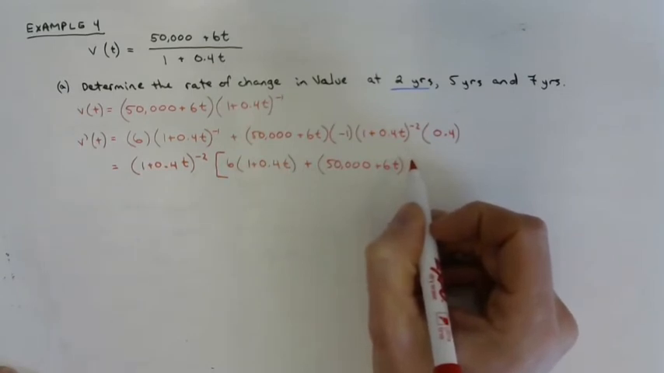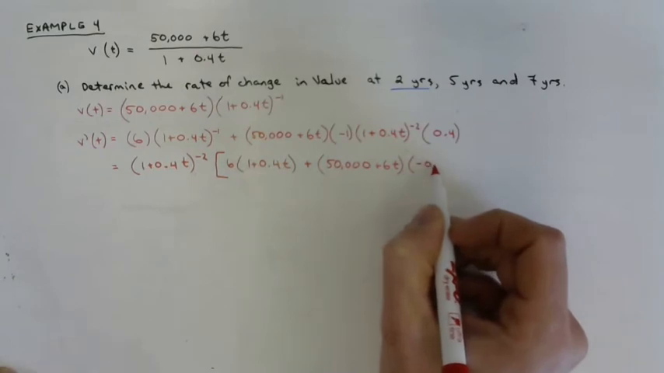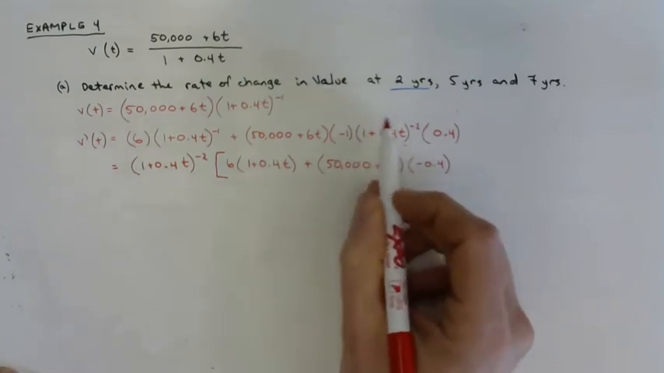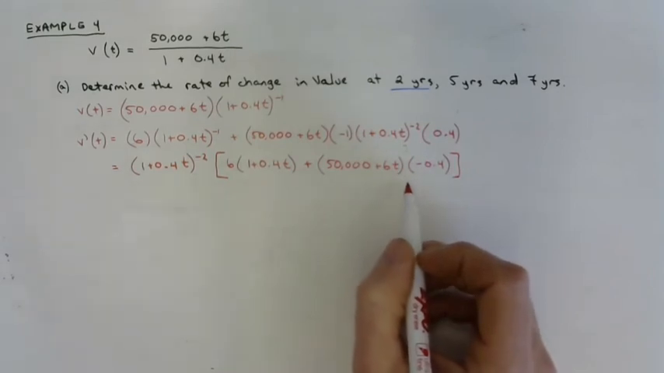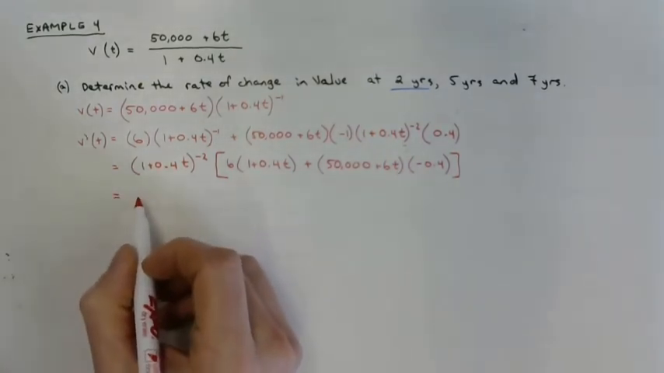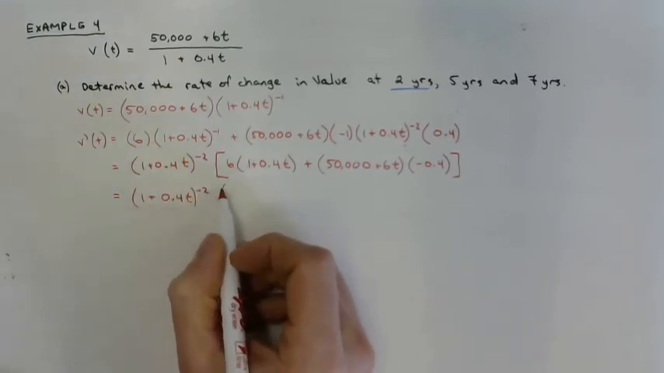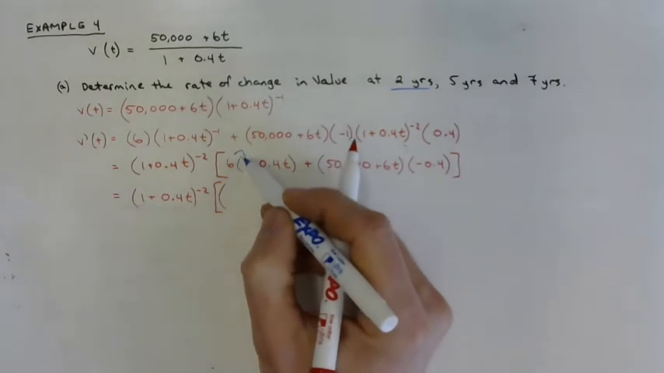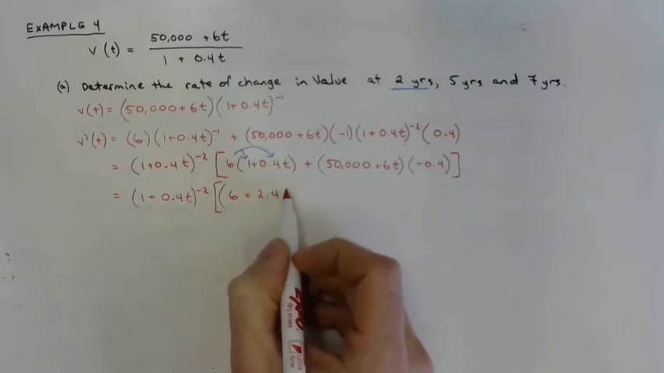the negative 1 and the negative 0.4, positive 0.4, we can put together into negative 0.4, and that's it, because this factor has been factored out. Continue simplifying. 1 plus 0.4t to the power of negative 2. And then inside here we've got the distributive property. 1, 2. That's 6 plus 2.4t.